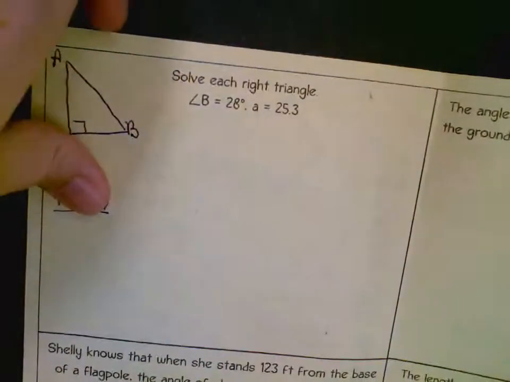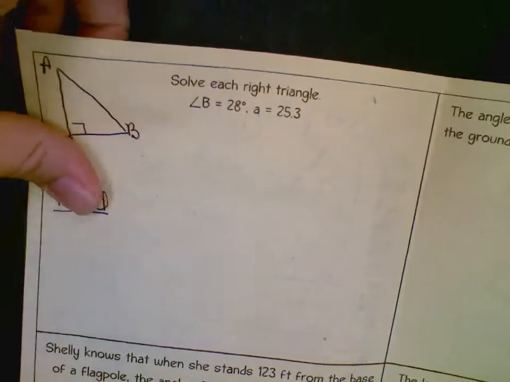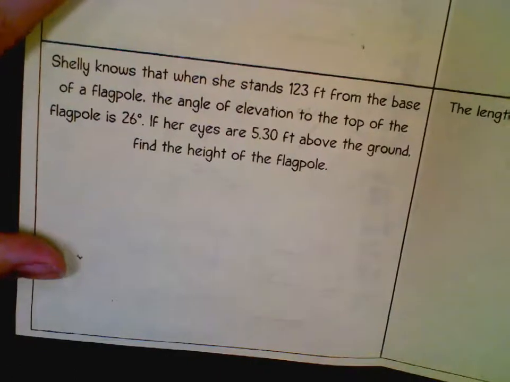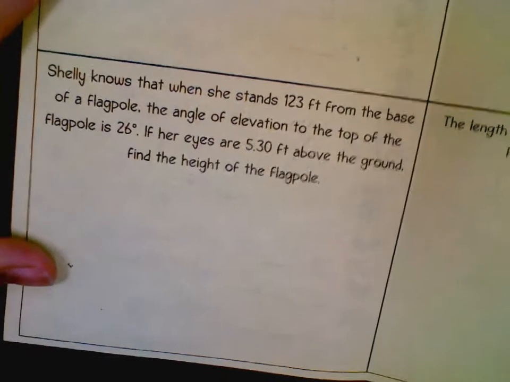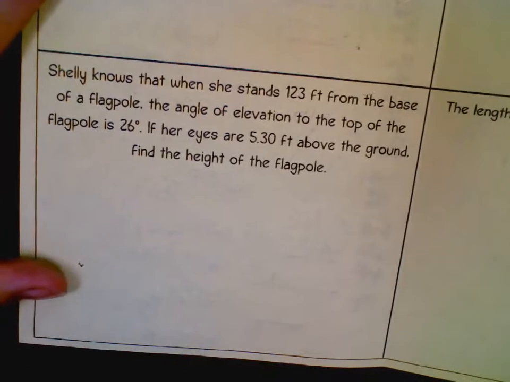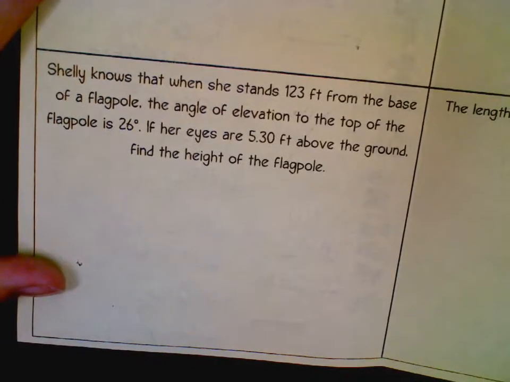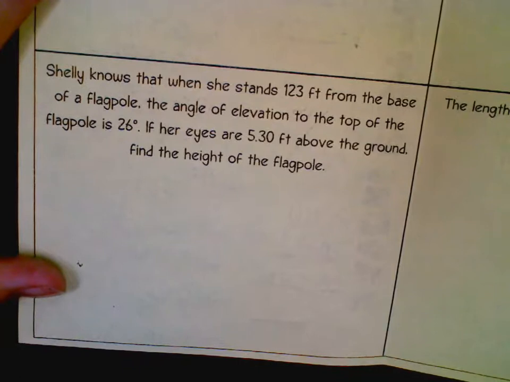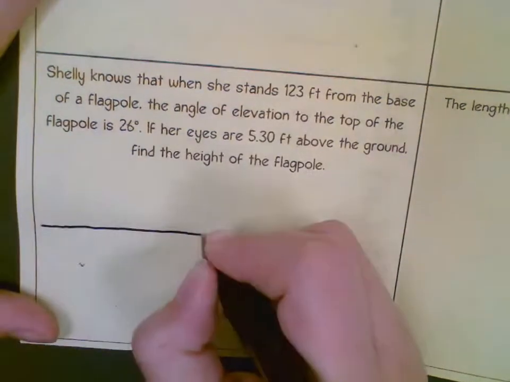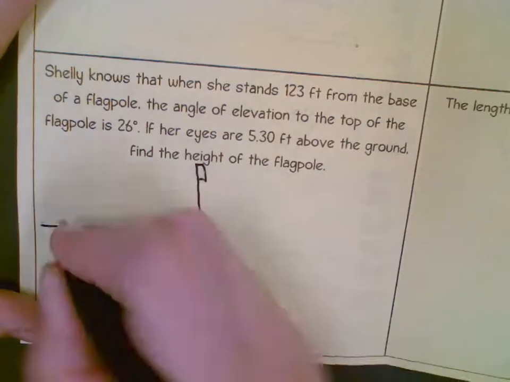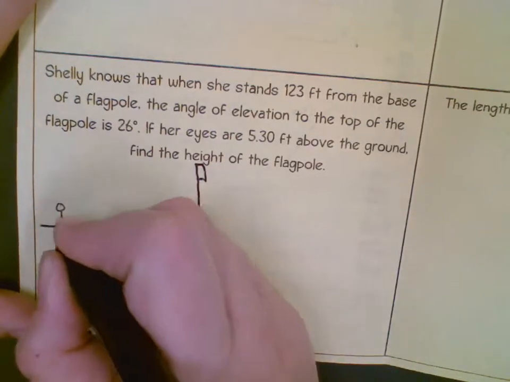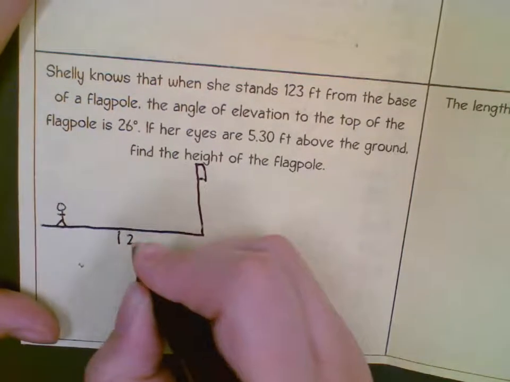Okay, so let's take a look at our word problems. So for these, it helps if you draw a picture, because then you can see what you have. And for these, we're not solving the whole triangle, we're not finding everything, we're just finding one specific side that they're asking for. So this one talks about Shelley, and she knows that she's standing 123 feet from the base of a flagpole. So here's my flagpole. Here's Shelley. And we know that they're 123 feet apart.